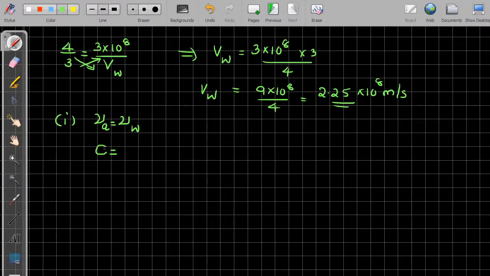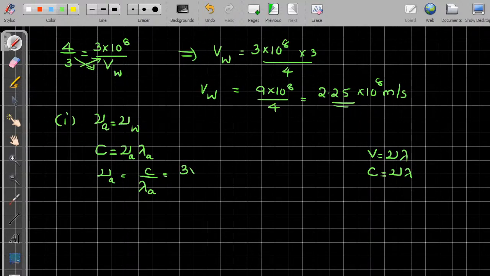So c, the velocity of light in air, is equal to frequency of light in air times wavelength of light in air. We have studied that v is equal to frequency times wavelength. If the light is traveling in air, then I will write it as c is equal to nu times lambda. I am using the same equation. So what will be my nu, frequency in air, equal to? This will be equal to c divided by lambda air.